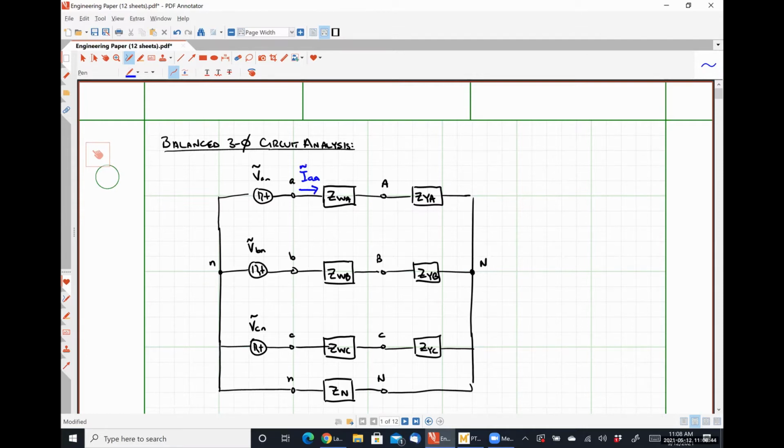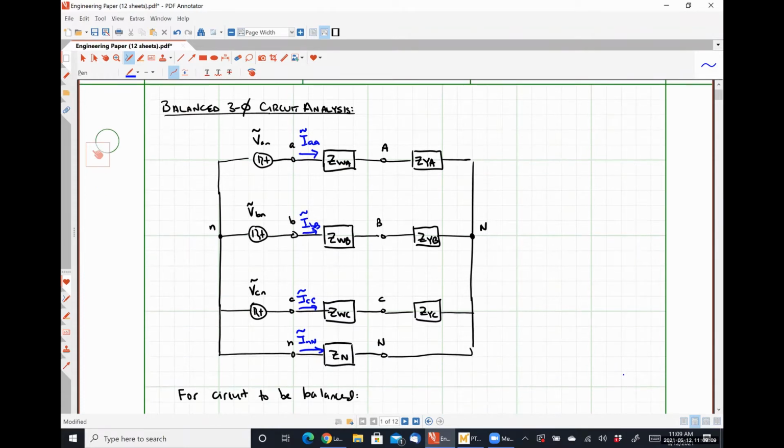So here's our line current for the A phase. Here's our line current for the B phase. Here's our line current for the C phase. And while I'm at it, our neutral conductor will have an associated line current as well, if it exists.